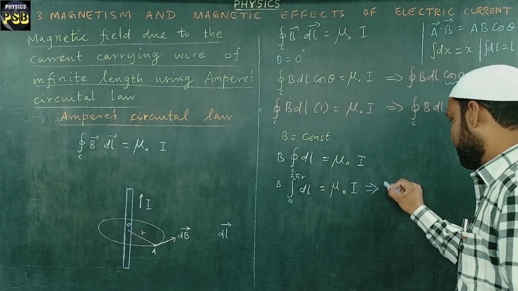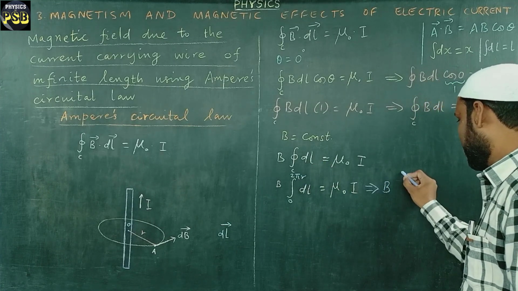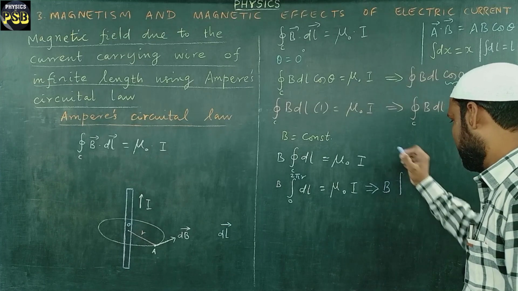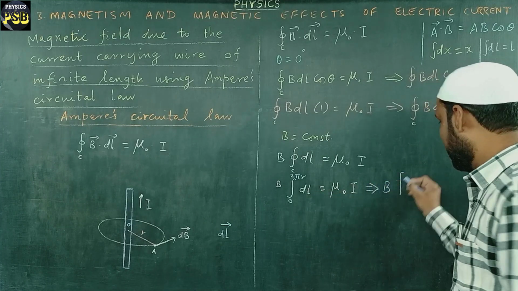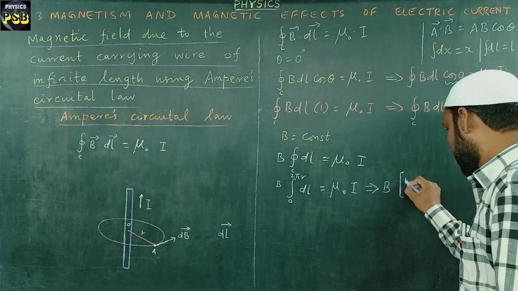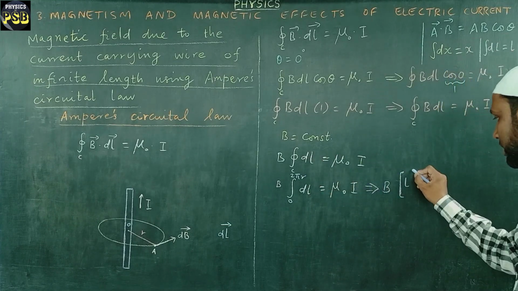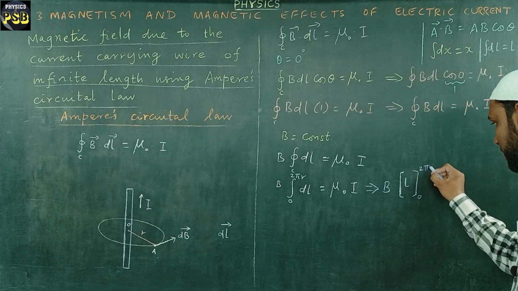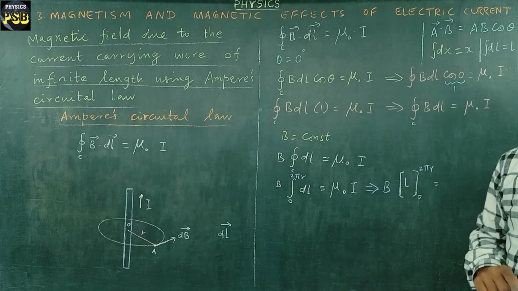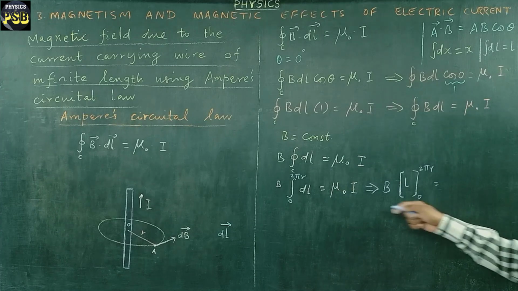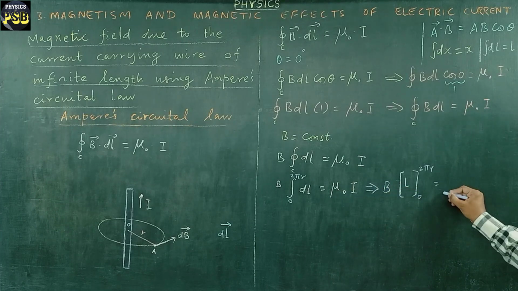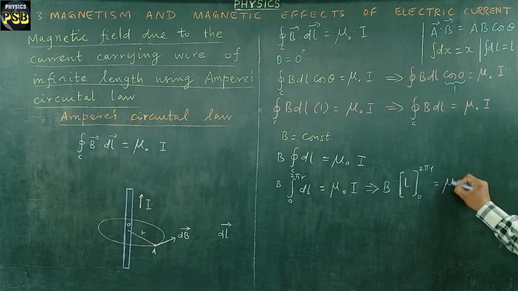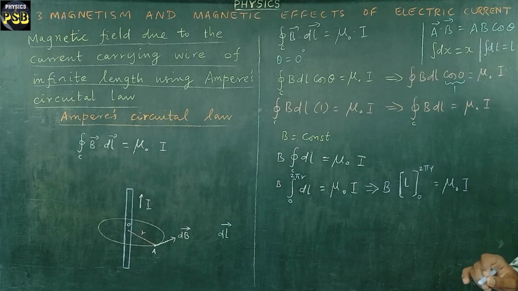Here B is mentioned as such. Then integral of dl becomes L. Then the lower limit and upper limit are mentioned here in this way. I hope you have understood. After that, this portion is written here as such.